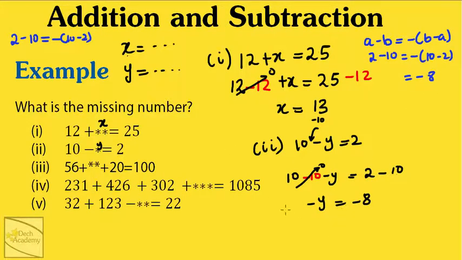So minus y is minus 8, but I'm interested in finding out what y is. So what I'm going to do is multiply the left hand side by minus 1, because when I do that, I get minus 1 times minus y, which is plus y. Minus times minus is plus, 1 times y is y. And then for my right hand side, because I multiply the left hand side by minus 1, I must also multiply the right hand side by minus 1. So I have minus 8 times minus 1. Minus times minus is plus. 8 times 1 is 8. So y is equal to 8.